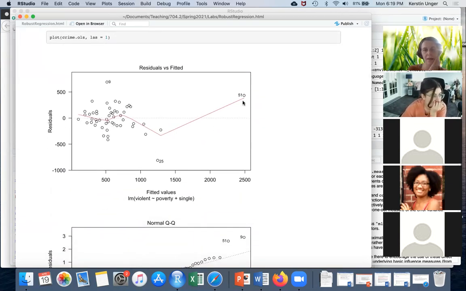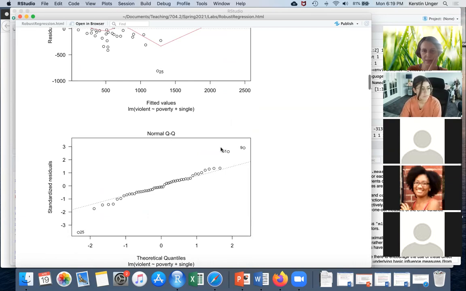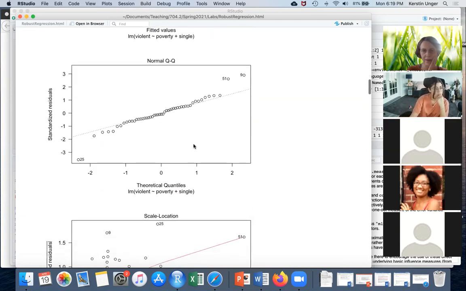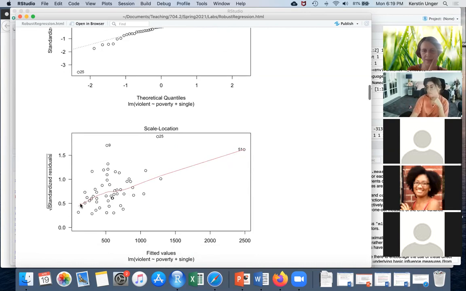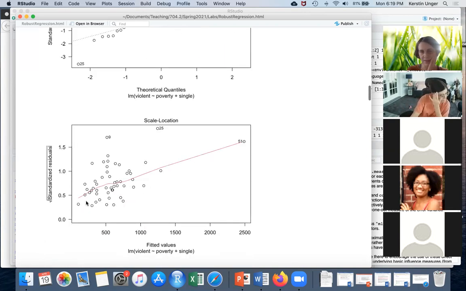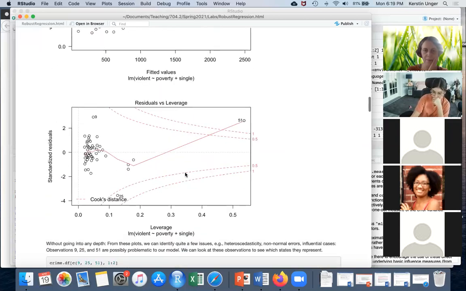You already see here in your plot that you have a number of cases that are problematic, so 9, 25, 51. There's clear evidence here for heteroscedasticity. You see that also here: 51, 9, 25 really stick out in the QQ plot, so that's not good. And then the scale location, that's what I mean, you have to see this clear trend here. That also indicates heteroscedasticity.